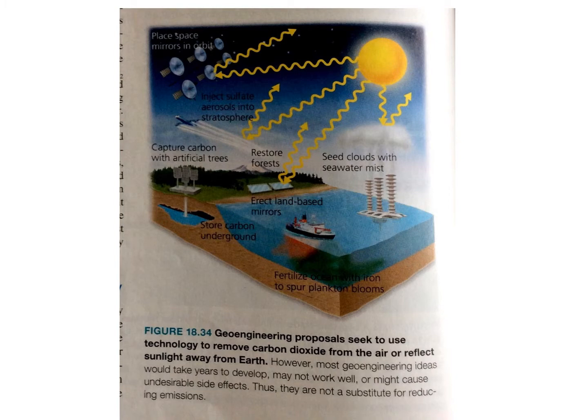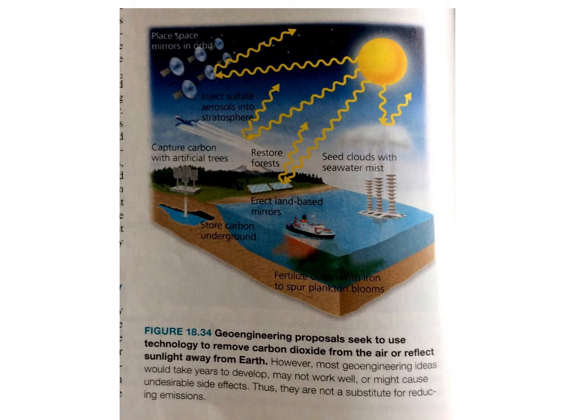All right, here again, here's restore forest. So this is kind of a natural way to do it. We could seed clouds with seawater mist, right? We could erect land-based mirrors. Here's a big one that comes up every once in a while. We could actually fertilize the ocean with iron.